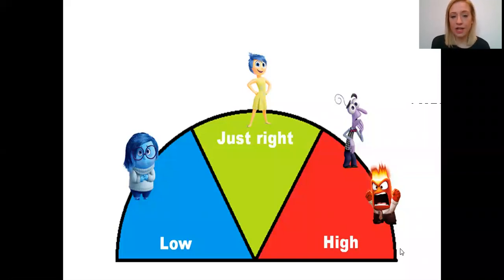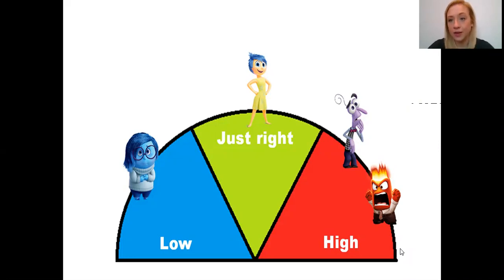Smallwood. We have a low zone, just right zone, and high zone. And these are all accompanied by characters from the film Inside Out, which a lot of our children are quite familiar with, which helps to cue them into the emotions that we might be talking about. So lots of our children look at this as sad, happy, angry, but we actually use this to discuss quite a wider range of emotions.